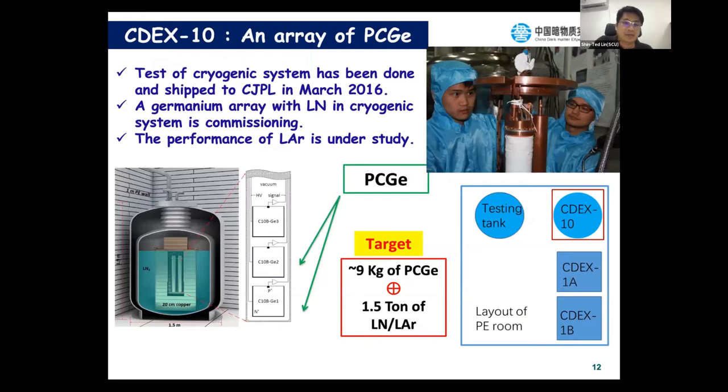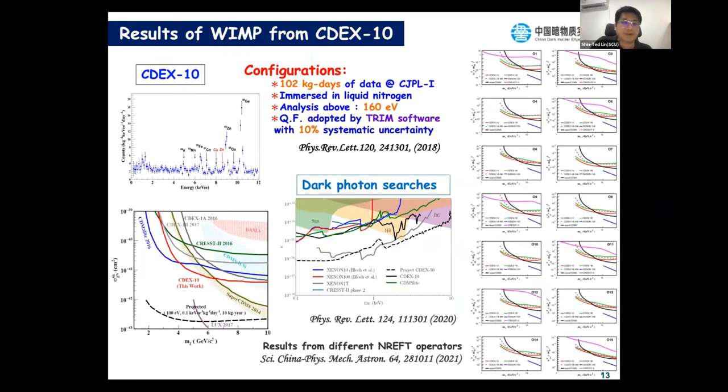And the CDEX-10 is trying to combine the germanium array in a liquid nitrogen cryogenic system. And that's the search result from CDEX-10. And we reached a very nice flat spectrum, even till 160 eV. And it allowed us to probe the lower dark photon region, as well as effective field theory, with a search for 16 different operators.